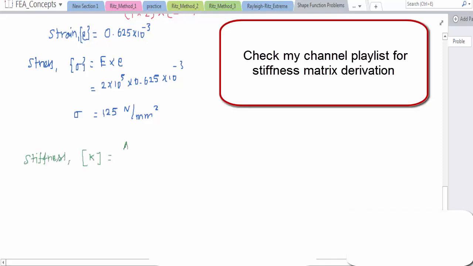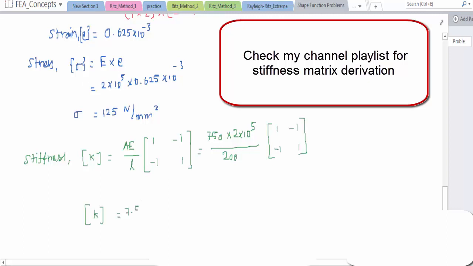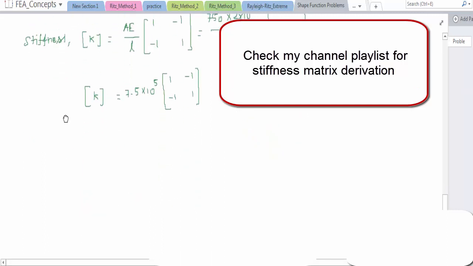After that we have to calculate the stiffness matrix. We have already derived the equation AE by L into [1 minus 1; minus 1 1]. We know all the values: A is 750, E is 2 into 10 power 5, divided by the length of the element 200, into [1 minus 1; minus 1 1]. From this we calculate the stiffness matrix, 7.5 into 10 power 5 into [1 minus 1; minus 1 1].